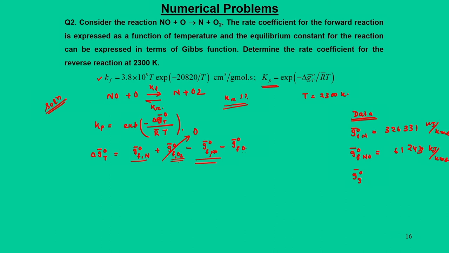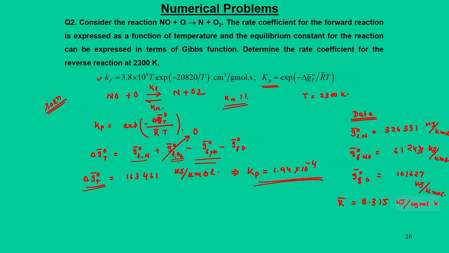So, we have to find its Gibbs function. This number is 101627 kilojoule per kilomole. By inserting these values, and with R bar equal to 8.315 kilojoule per kg mole Kelvin, the Gibbs function change delta G is 163461 kilojoule per kilomole. Once you know this, Kp comes out to be 1.94 into 10 to the power minus 4, and it is unitless, because it is the ratio of partial pressures.